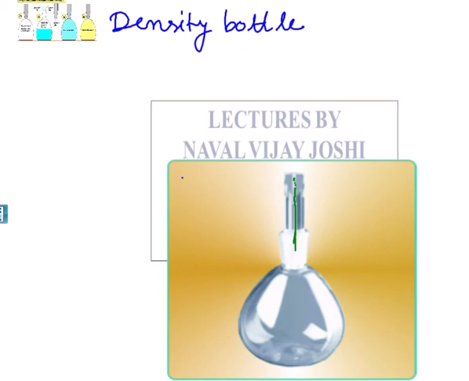Now, what is done by using the density bottle? By using the density bottle, you can calculate the relative density of any liquid, or simply we can say density of any liquid. Okay, unknown density you can find out by using the density bottle. That is why it is called a density bottle. It is also used for finding the relative density of the given liquid. We would see later on what is meant by relative density.